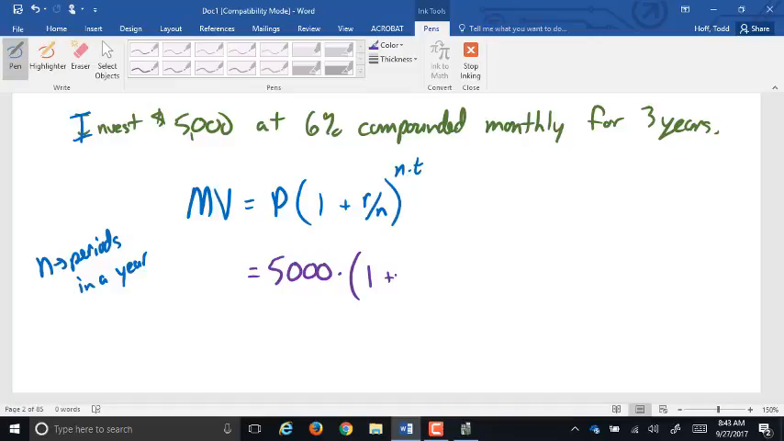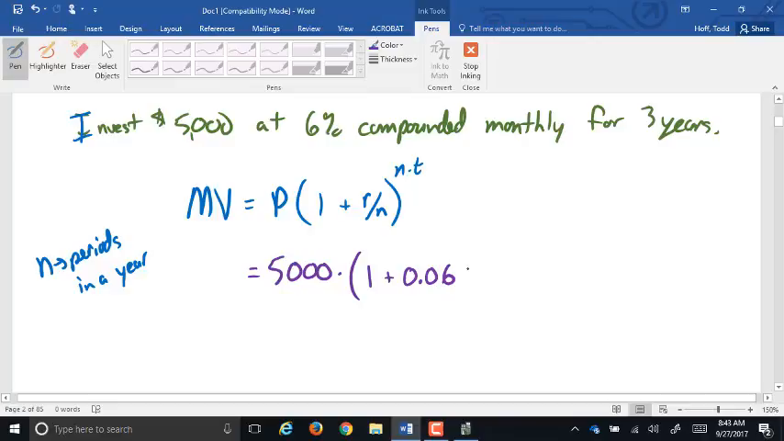$6 is going to become what as a rate? 0.06. Good. Divided by N. This is compounded monthly. So how many times a year is it going to be compounded? How many months are in a year? 12. So 12 times a year, to the power of, N is still 12. How many years? 3. So now what I'm going to do here is this first: 12 times 3 is 36. That's going to be the power of 36.